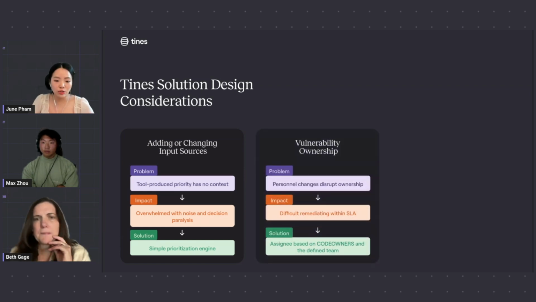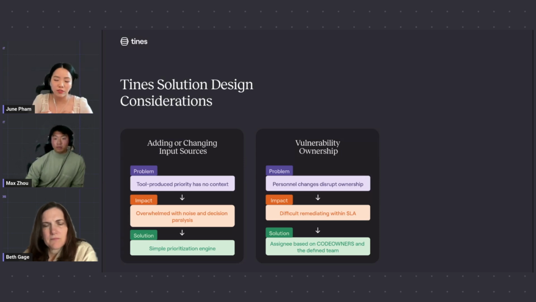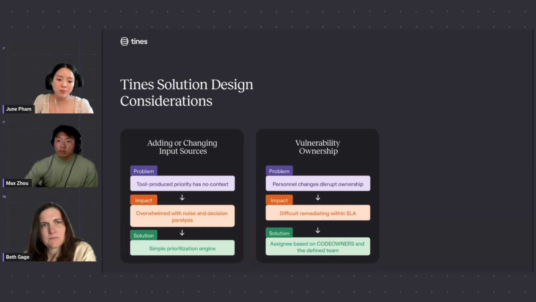So the next consideration that we want to look at is ownership. Every single vulnerability has to have an owner, because as the security team, we don't have the context of the code. Even though we would like to, we cannot fix the vulnerabilities ourselves. It has to go to the engineering teams. And in that sense, staffing changes all the time. People come, people leave, people get promoted all the time. And so the person that is assigned to the ticket might not be accurate.